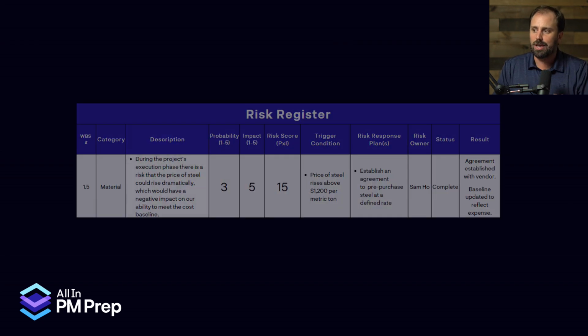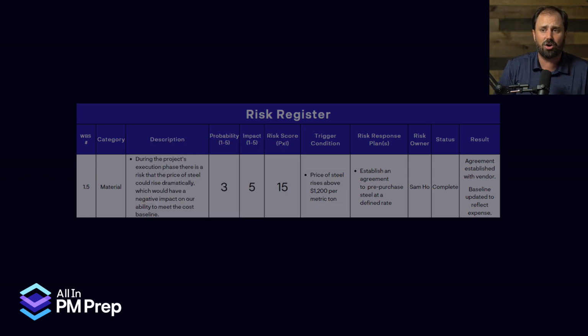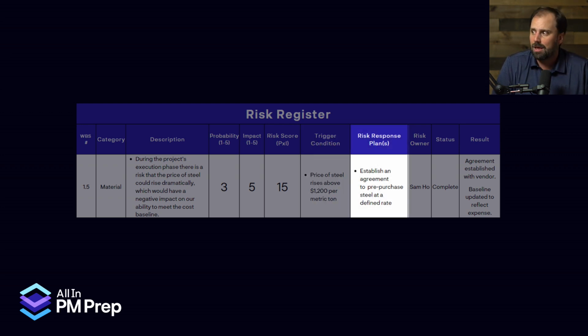As we went through here, we know that we had the risk of an increase in cost would be bad for our baseline. We know it's the hottest thing on our list. So we had a trigger condition. That's what we would know that hey, things get bad when this happens. When the price of steel got above $1,200 per metric ton, that would be bad. Now, our risk response plans, we in the planning process would go through a bunch of different objects.